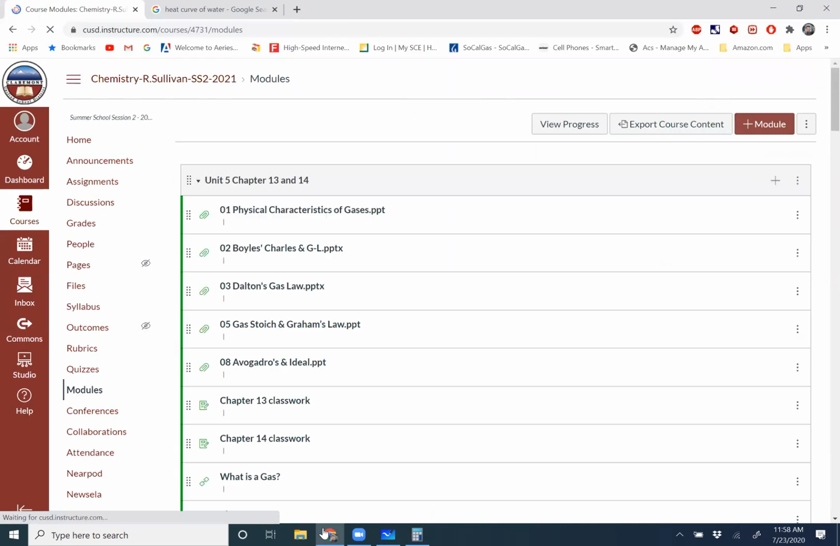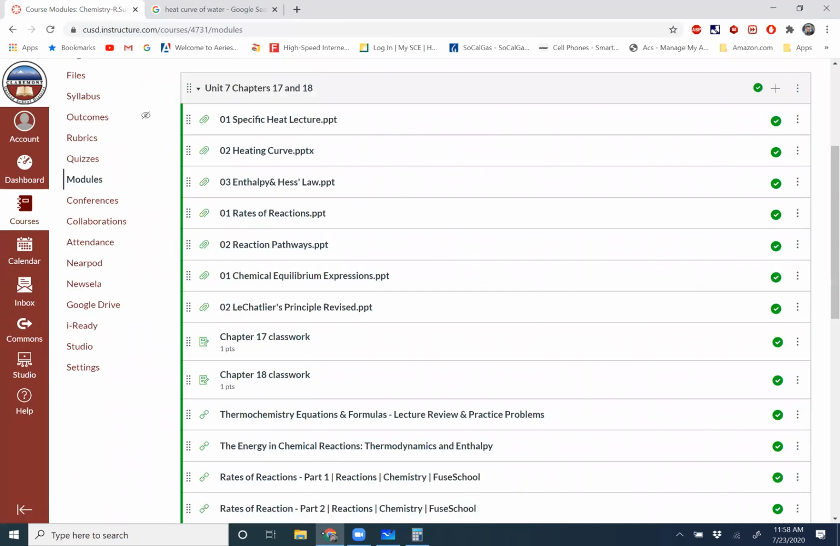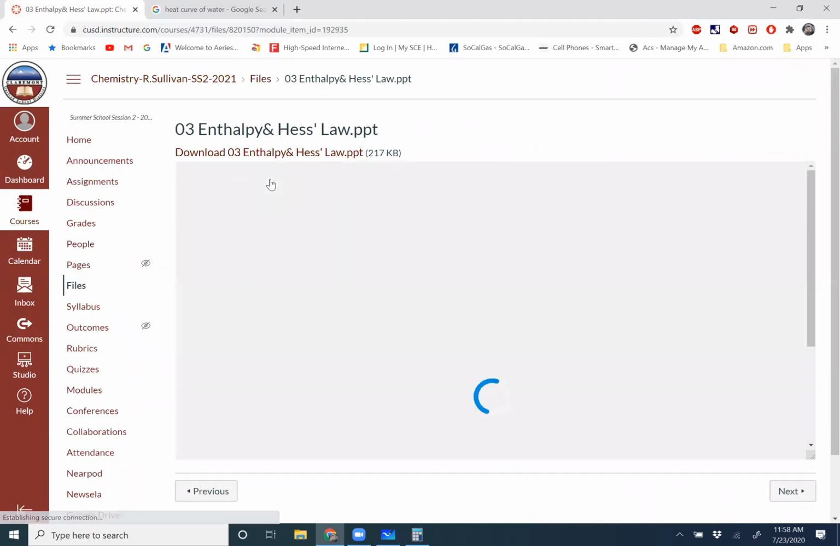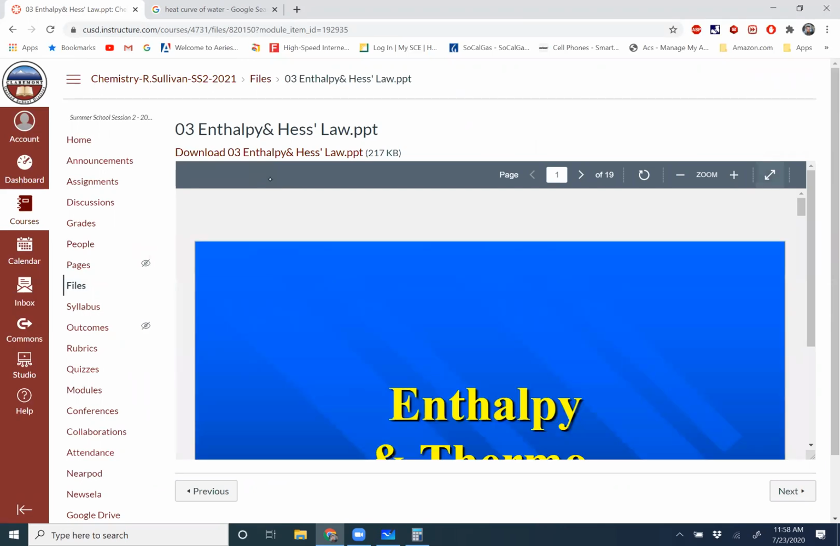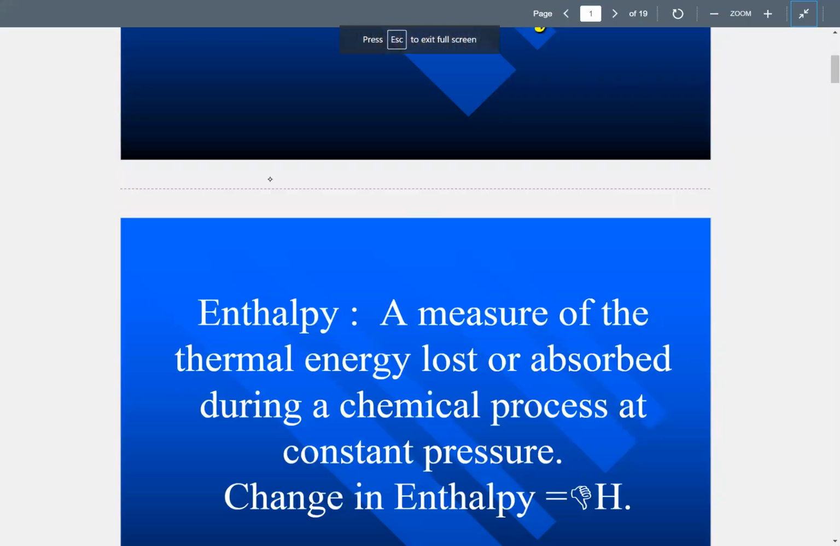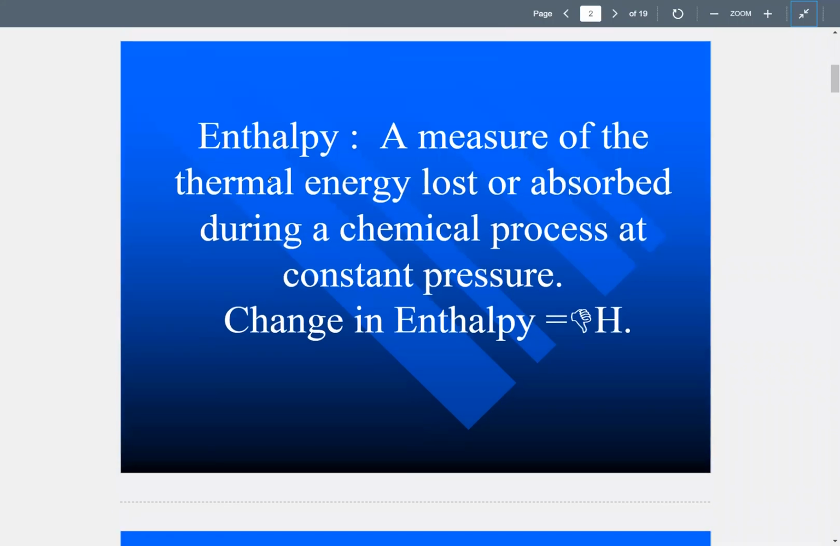And that's most of the stuff we're going to talk about in chapter 17. But you'll also notice that we have Hess's law and something called enthalpy. So enthalpy is just the measure in heat.